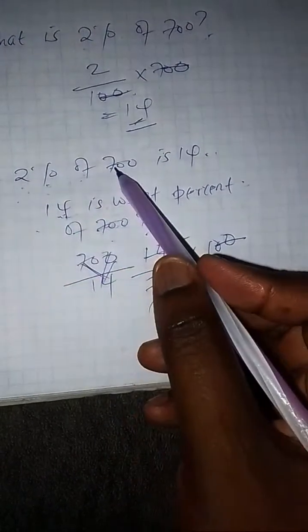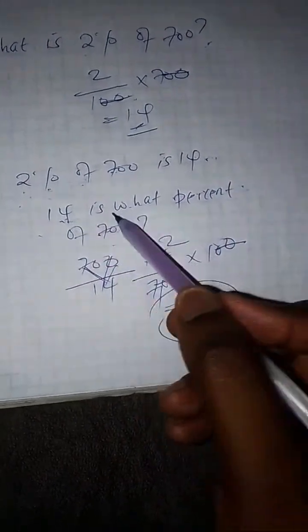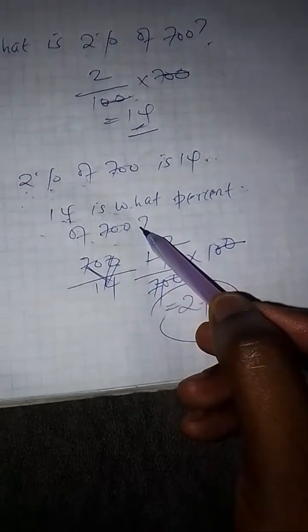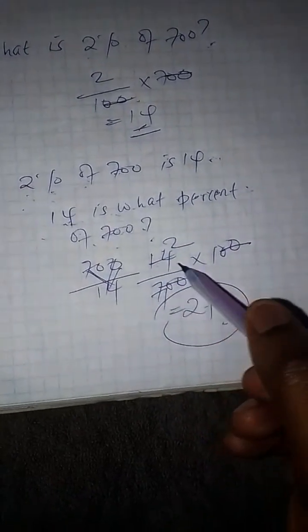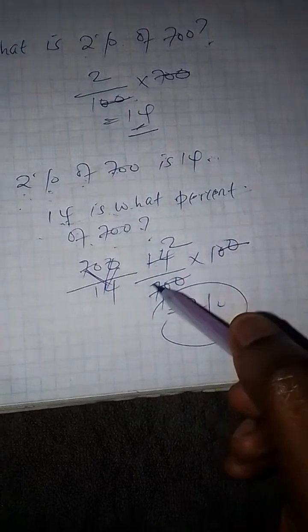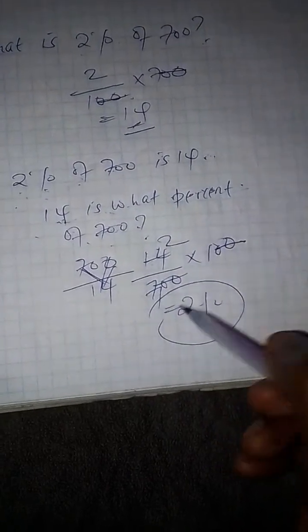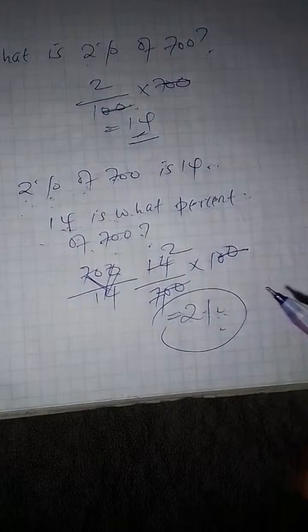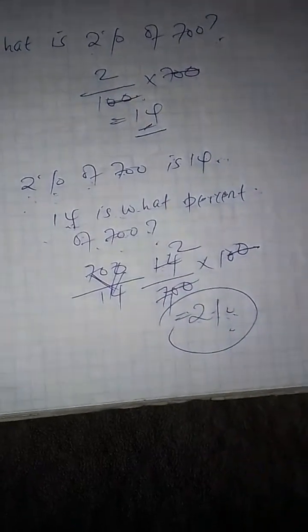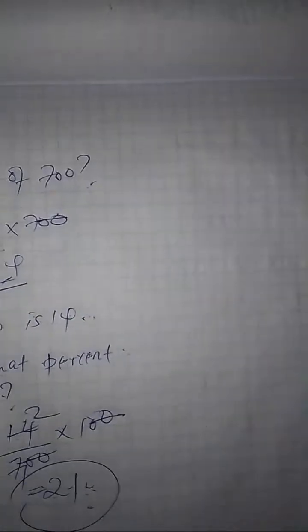So 2% of 700 is 14. So 14 is what percent of 700? We shall have 14 out of 700 multiplied by 100. And the answer is 2%. As simple as that.